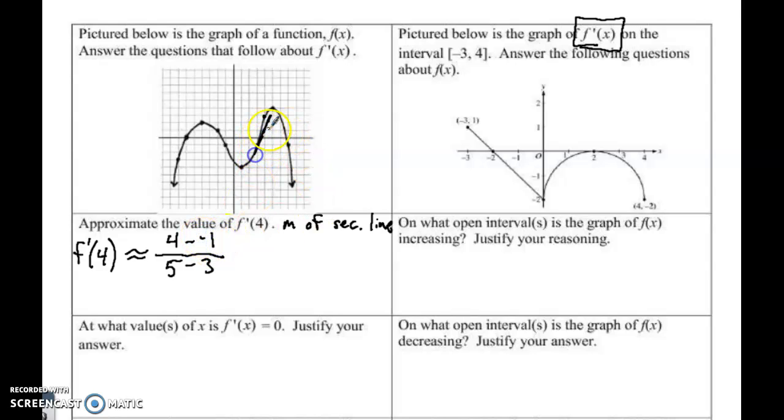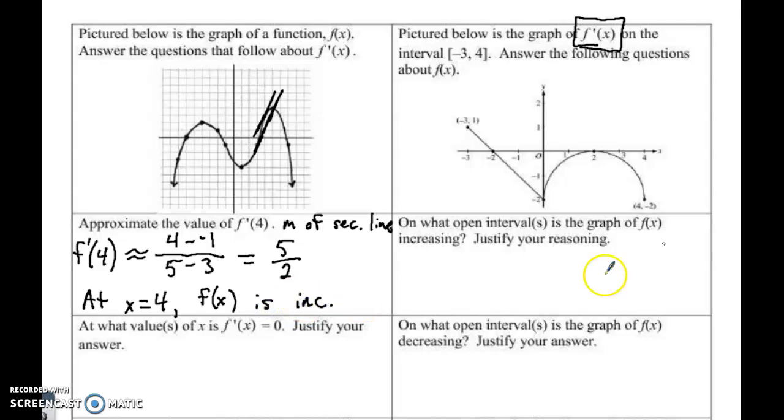Now I'll connect those dots so you can see really what I'm doing. I'm approximating this slope by finding the secant line, and they should run pretty close to being parallel. You might be off a little bit, but that's okay because we're approximating. So you get 5/2, but what do you notice about that? It's a positive slope. So what does that mean? That at x equals 4, the function is increasing. F of x is increasing.